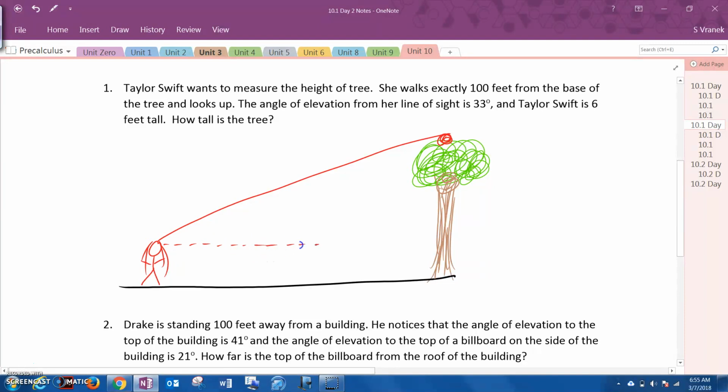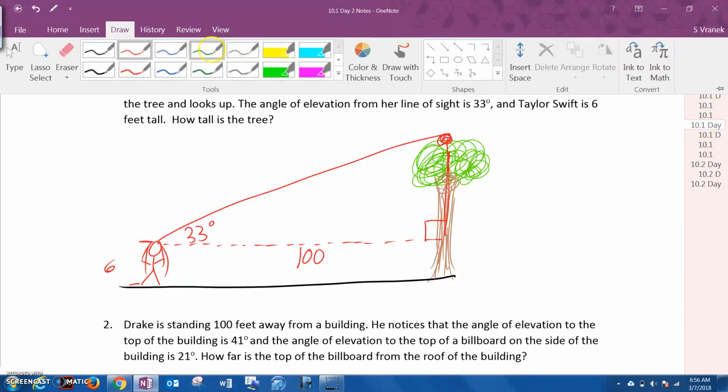We're going to have to draw a straight line here. So here's my triangle. We know a couple things. We know that this is 33 degrees. And we know that this length, she's 100 feet from the tree. We also know she is 6 feet tall. So that means from here to here, she's 6 feet. So we need to find the height of the tree.